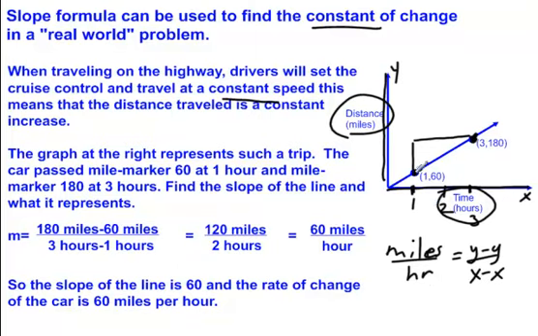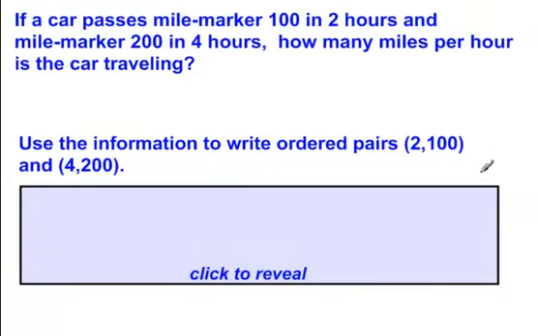So we know where to put our labels based on the real life label they're giving us. So I'm going from 60 to 180. That's 120 miles. I'm going from 1 hour to 3 hours, so that's 2 hours. So 120 over 2, we know from the work right over here is 60 over 1, so I'm going 60 miles an hour. If a car passes mile marker 100 in 2 hours and mile marker 200 in 4 hours, how many miles per hour is the car traveling?